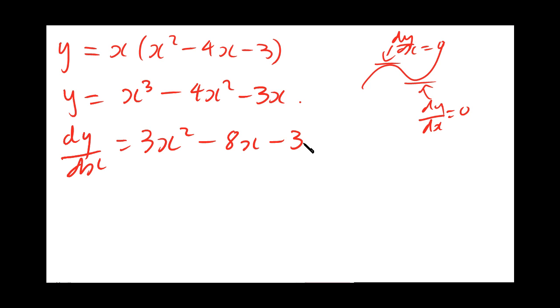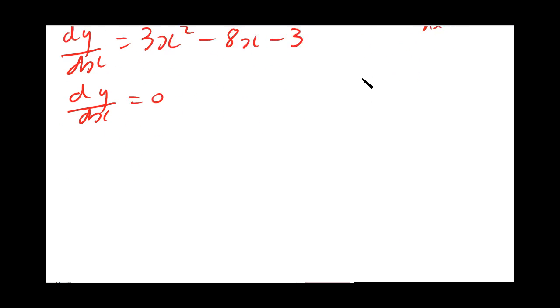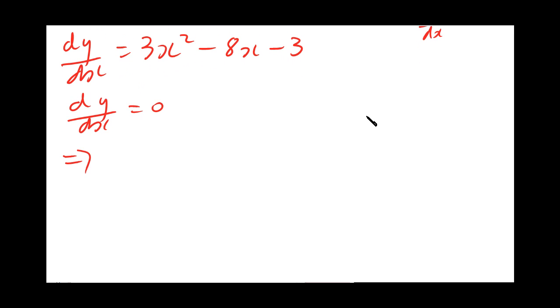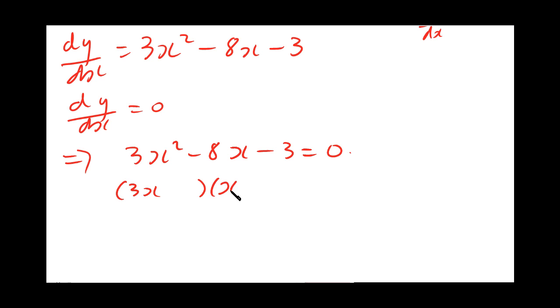Now remember, we have a max or min when dy by dx equals 0, so let dy by dx equal 0. And this implies that 3x squared minus 8x minus 3 equals 0. Let's see if we can factorise that. So we get 3x here, we get x here, and we're going to get 8. So how are we going to do that?